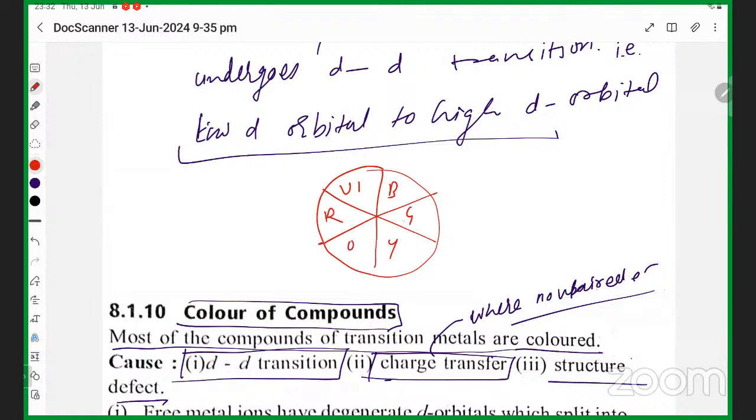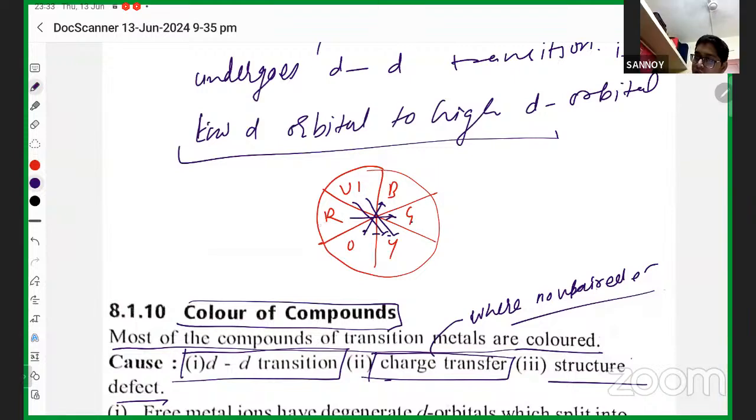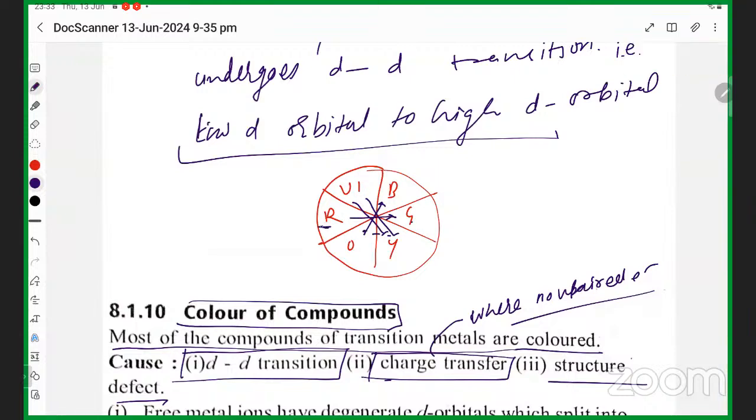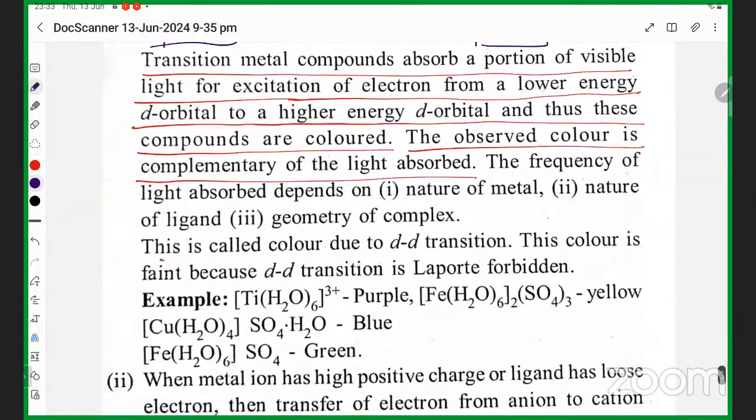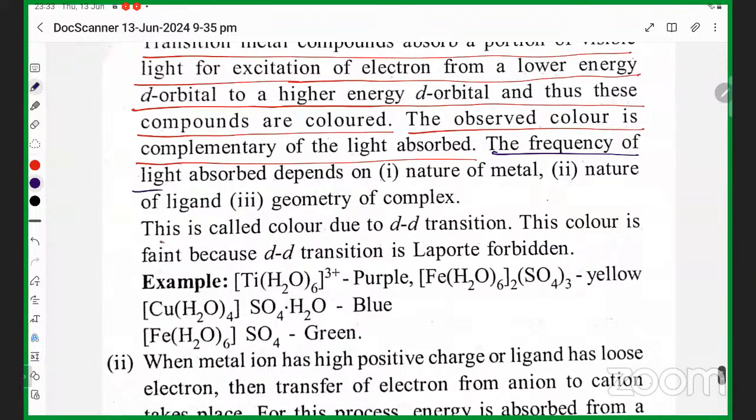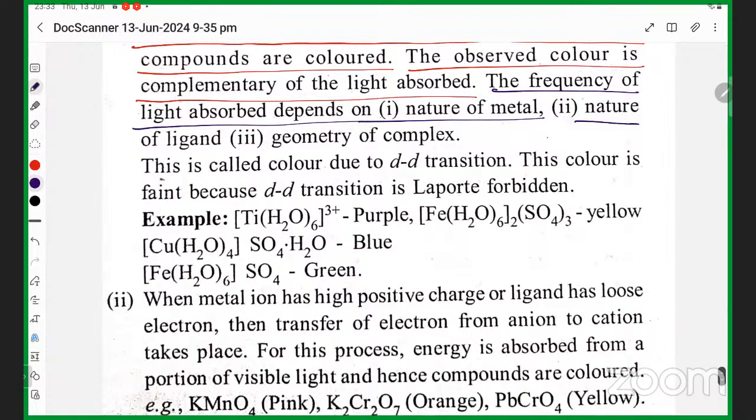Take VIBGYOR. Red's complementary color is green. Blue's complementary color is orange. Violet is yellow and indigo is also yellow. This is the complementary color. If it is absorbing green, the color will be red. Absorbing red, the color will be green. Absorbing blue, the color will be orange. Absorbing orange, the color will be blue. Now, the frequency of light absorbed depends on the nature of the metal.